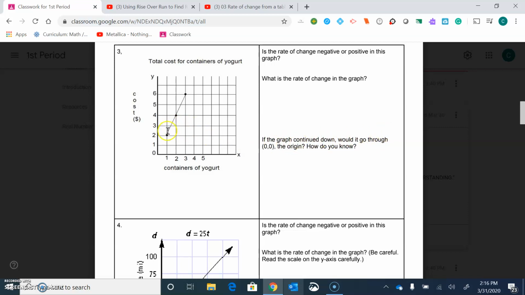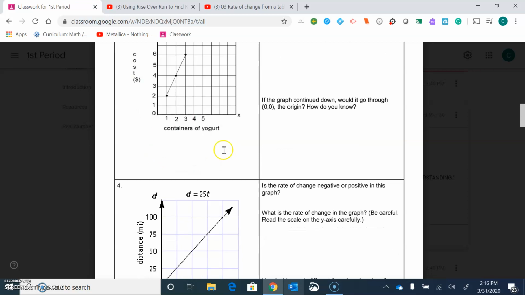How would you know? Well, if you look here, this one, if it's going down, this one it goes up 1, 2, and it goes right once. And so if I want to go down, I would go down 1, 2, and left once. And so it does go through the origin.